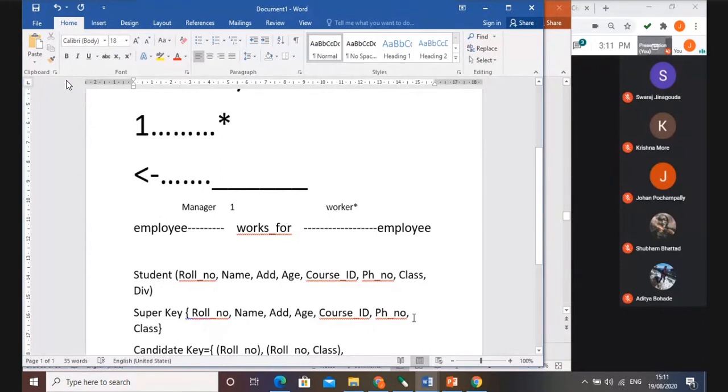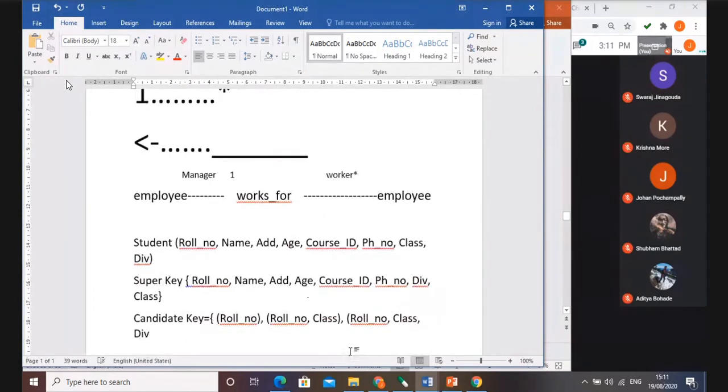So for our understanding, my super key will have that. Every class also has some divisions. So if I only consider class, it is not sufficient to identify the student. So roll number, comma, class, comma, division is also required for identification. Right now I am considering only these three. These are the three candidate keys I have identified, which can be used to identify the student uniquely: one, roll number; second, roll number and class; third, roll number, class and division.